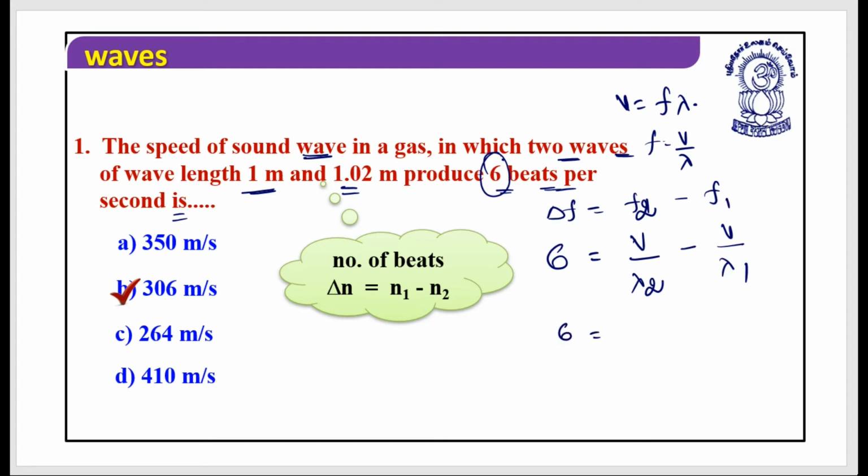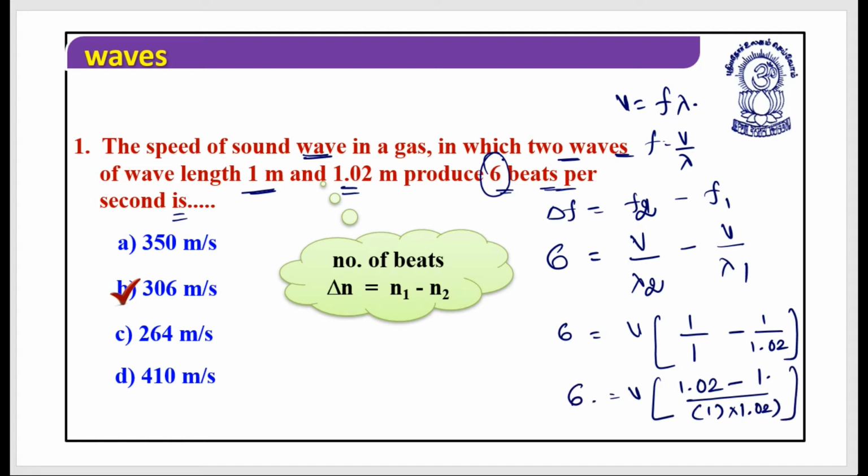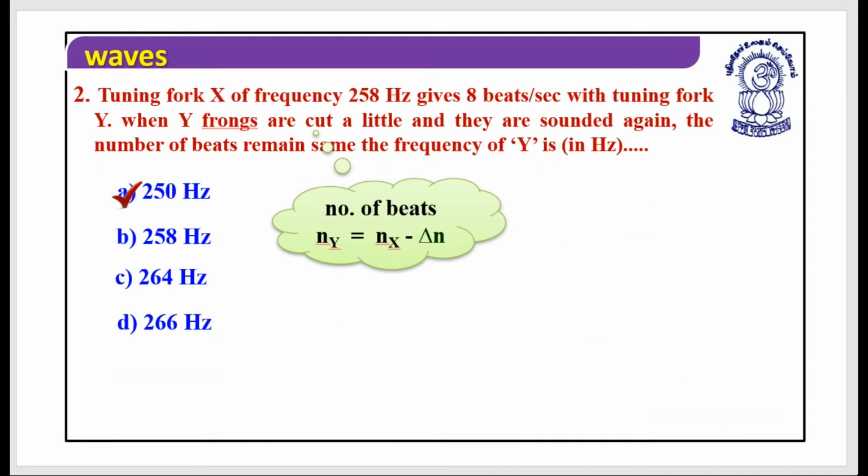So this is equal to 6, which is v into 1 by lambda 2. It's 1 by 1 minus 1 by 1.02. I hope this is clear. So this is equal to v into bracket 1.02 minus 1 divided by 1 into 1.02. This is equal to 6. If you are going to solve this, you will find the answer. I hope this is clear. Is it clear? Any doubts? Great. Let's move on to the next question.